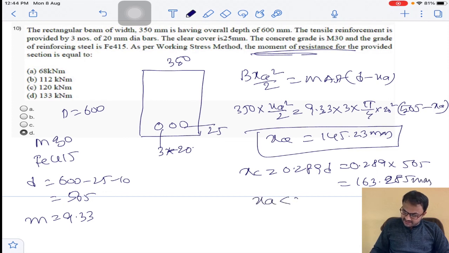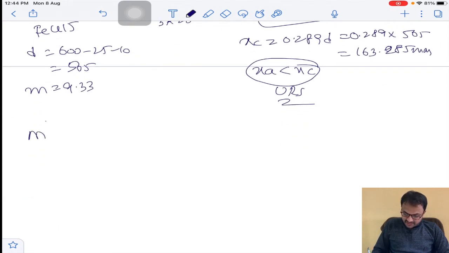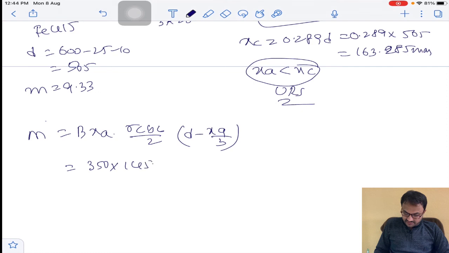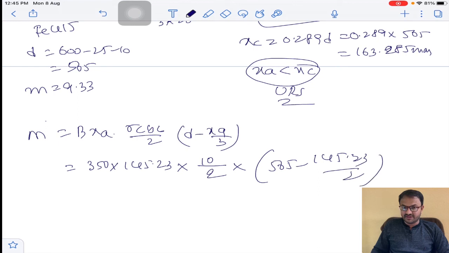So here we got XA less than XC. This is an under reinforced section. For an under reinforced section, the moment of resistance is equal to b into XA into sigma CBC by 2, into (d minus XA by 3). So b is 350, XA is equal to 145.23, sigma CBC is 10, that is 1/3 of the grade of concrete. For M30, sigma CBC is 10, divided by 2, and the d value we got is 565 minus 145.23 divided by 3. So you will get the moment as 133 something into 10 power 6. So you will get 133 kilonewton meter.